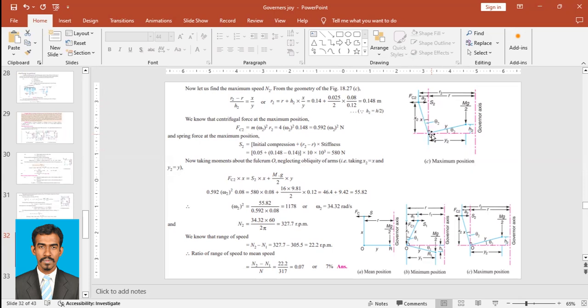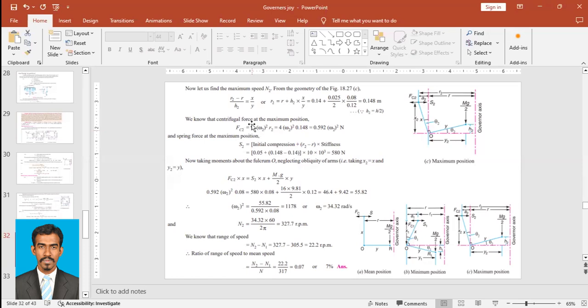Okay. So when you solve it, you will get R2 as 0.148 meter. So now we'll calculate the centrifugal force, FC2, which is the centrifugal force at maximum position. And we know that FC2 is equal to m R2 omega 2 squared.